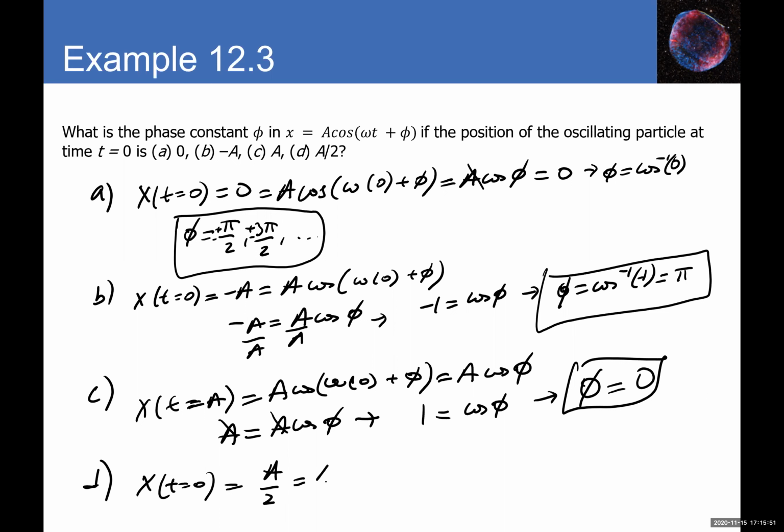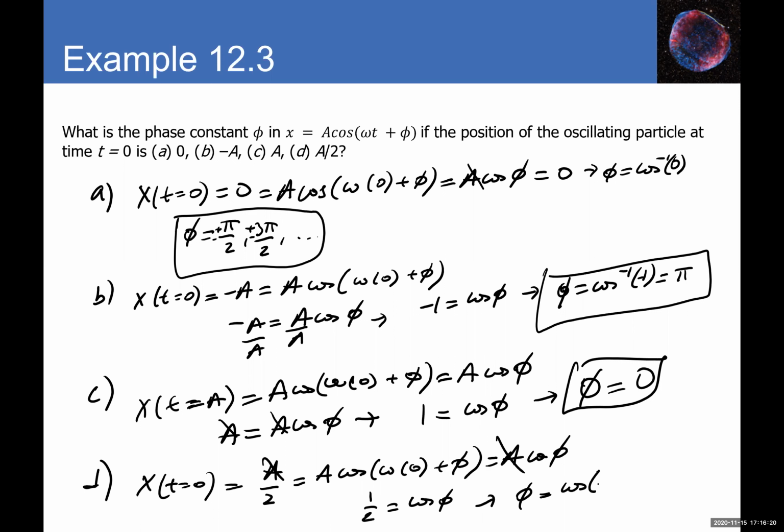And this is equal to then a cosine omega times 0 plus phi, right? So then from here we can say that a over 2 is equal to a cosine of phi. Again, from here I can cancel the a's. That means what I have is this 1/2 is equal to cosine of phi. Phi is equal to inverse cosine of 1/2.